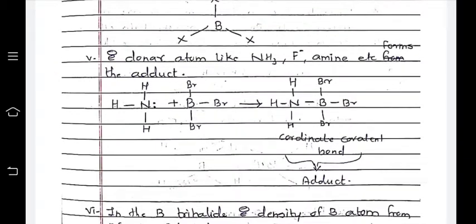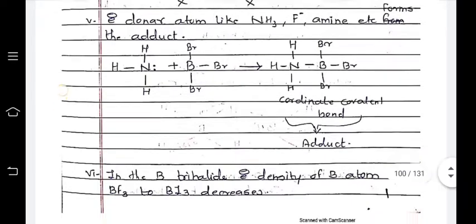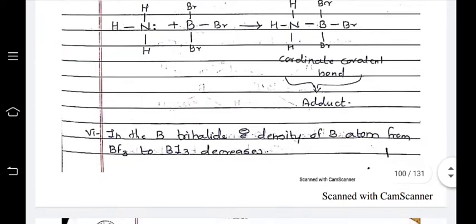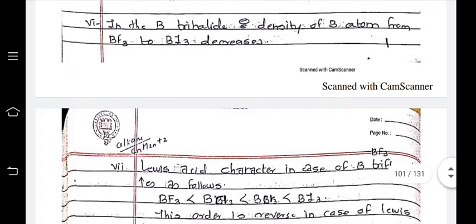Electron donor atoms like NH3, fluorine, amines, etc. form adducts. A coordination compound, an adduct, is formed. In the boron trihalides, the electron density on the boron atom decreases from BF3 to BI3.